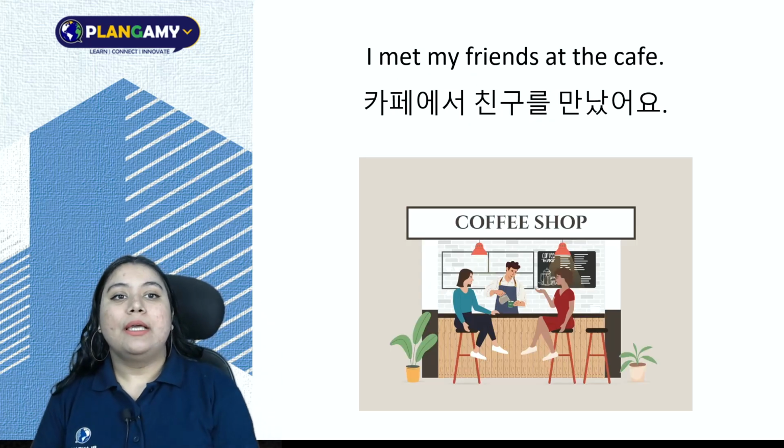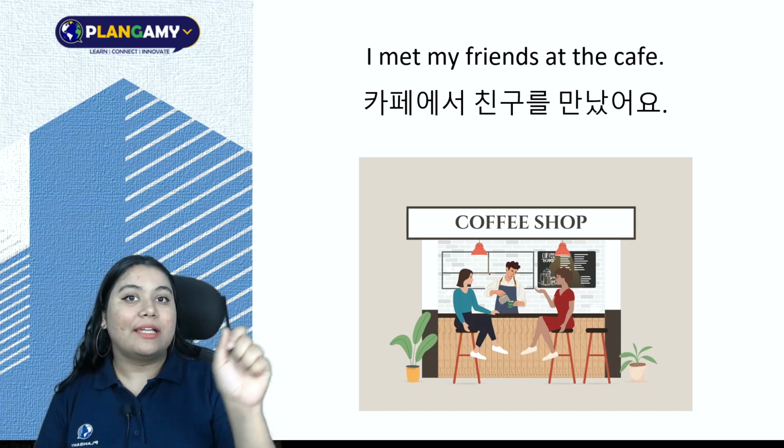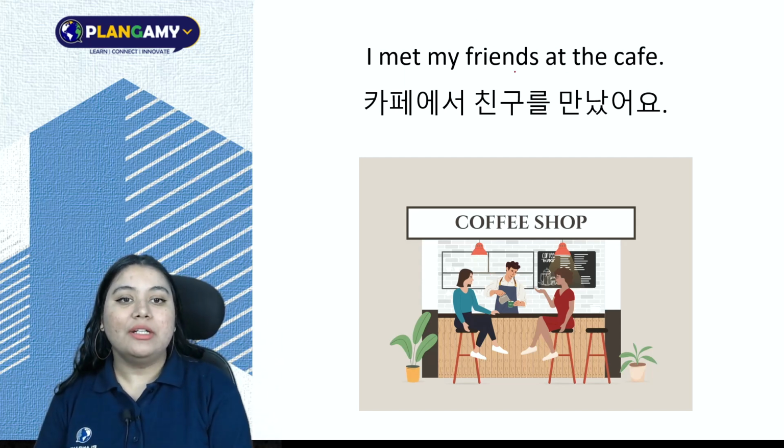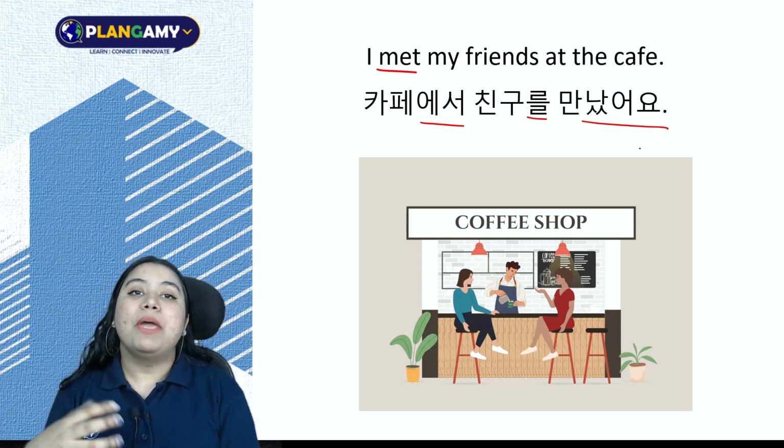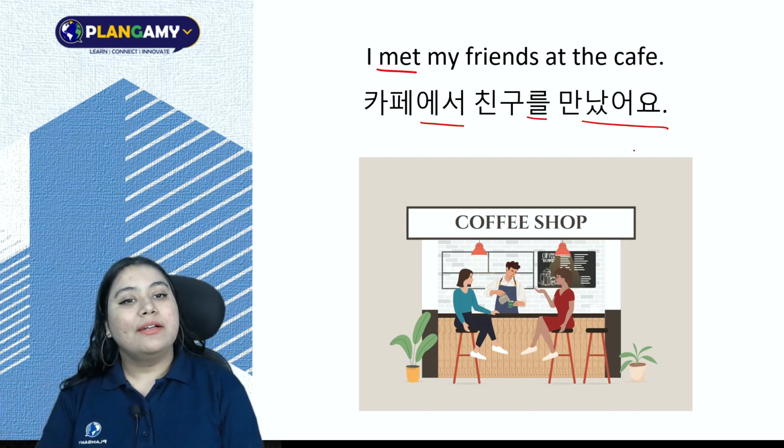Next one. I met my friends at the cafe. Met my friends at the cafe. So let's start with cafe here. 카페에서, at the cafe. 카페에서 친구를 만났어요. 만나다. Met, past tense. So 만났어요. I met my friends at the cafe.